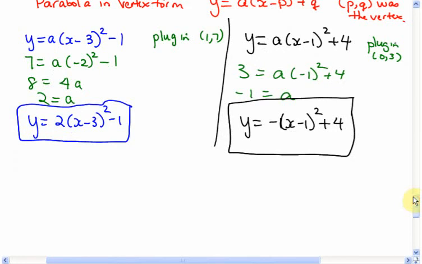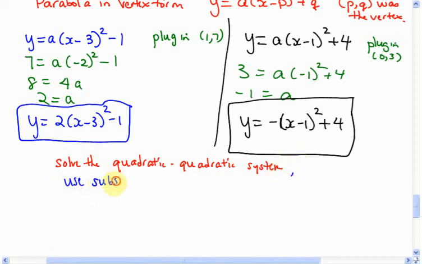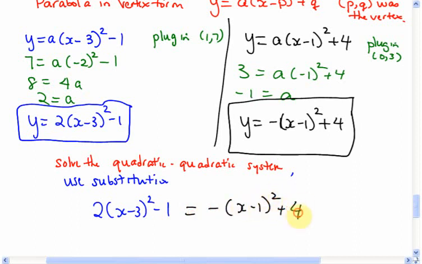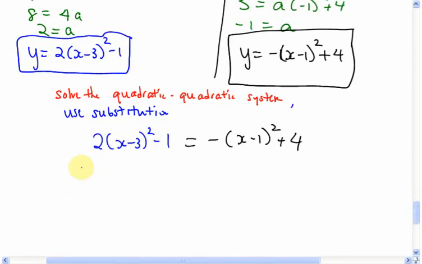And I'm asking you for the approximate coordinates of the points at which these parabolas intersect. So if you want to intersect them, you have to make them equal each other. That means you want to now solve the quadratic system, because two equations, two variables, system of equations. Since they both equal y, I'm going to use substitution. And then we have 2(x minus 3) all squared minus 1 equal to negative (x minus 1) all squared plus 4. Go ahead and try to solve this now.